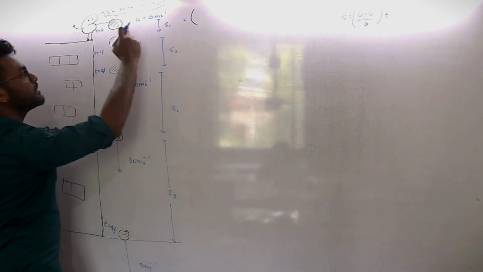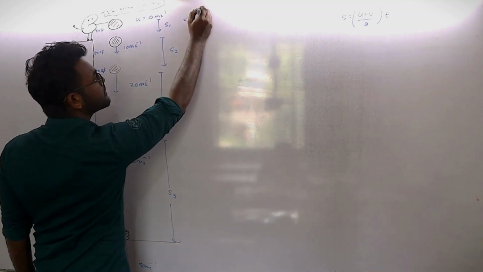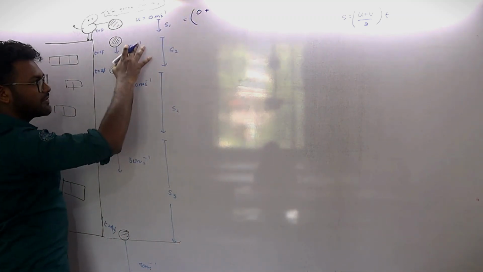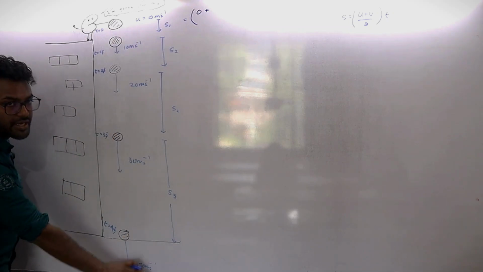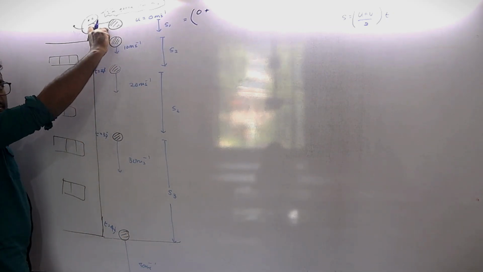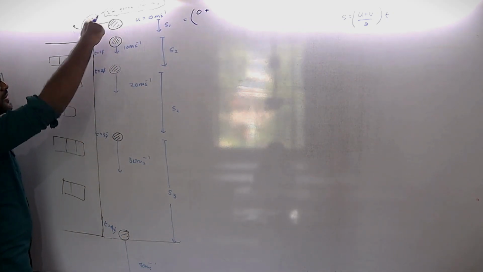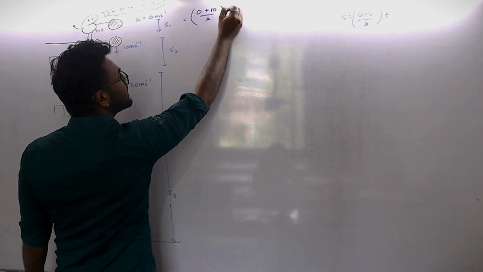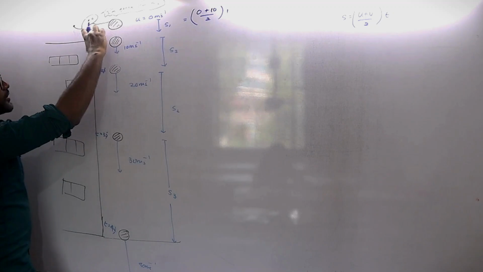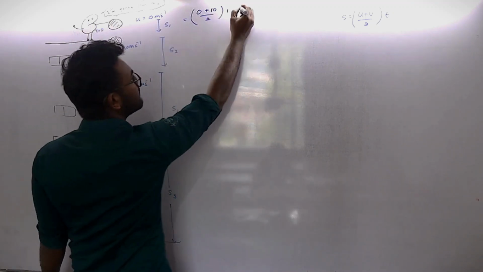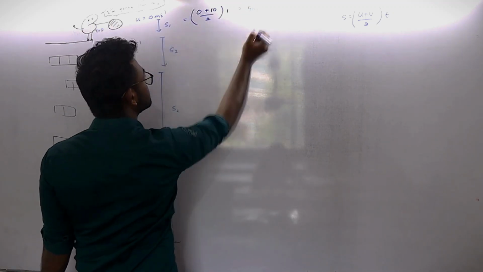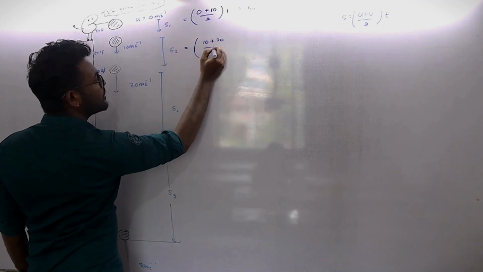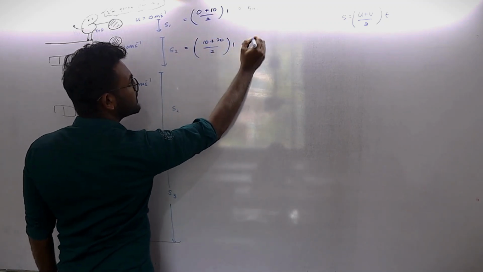What is the initial velocity here? 0. Final velocity? It is not the final velocity for the entire motion. We are interested in the first gap. Think of this gap: initial 0, final 10, over 2 into T. The time gap we are considering is just 1 second, which gives 5 meters. Similarly here, 10 plus 20 over 2 into 1, that's 15.